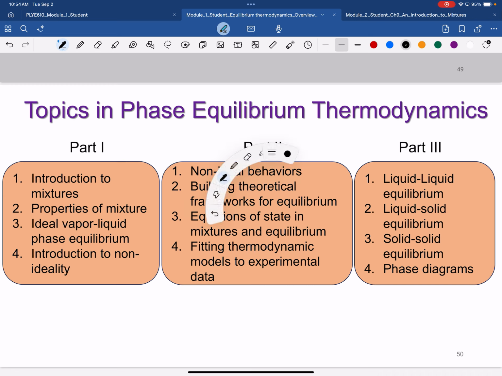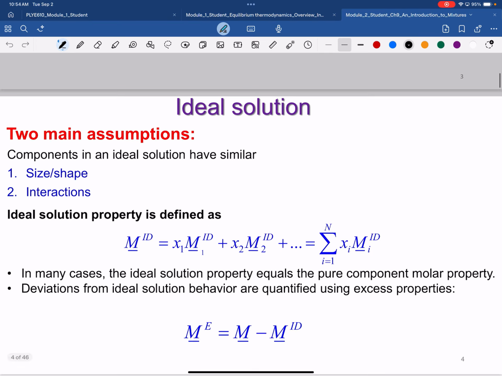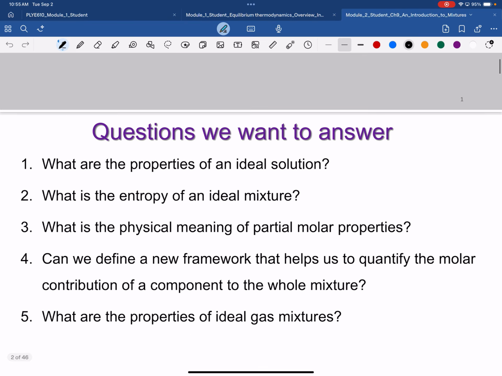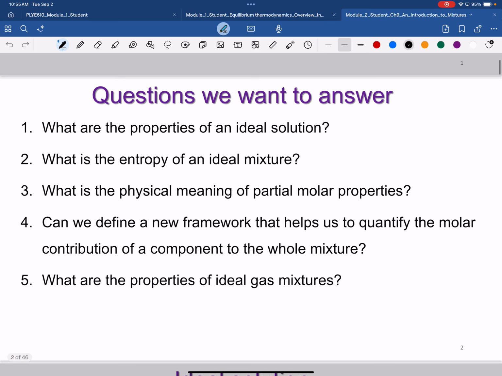All right, let's get started. This part is chapter 9 in your textbook. A few questions that we are going to consider here as our motivation: What are the properties of an ideal solution? What is an ideal solution? How do we call something that has more than one component an ideal solution? What do you think about it? What does your intuition say?